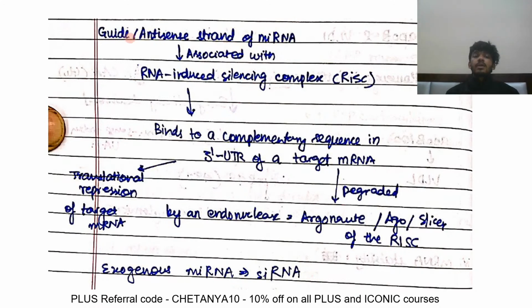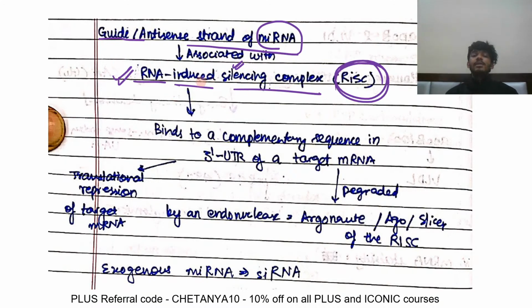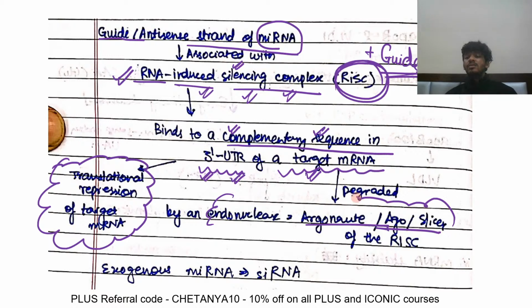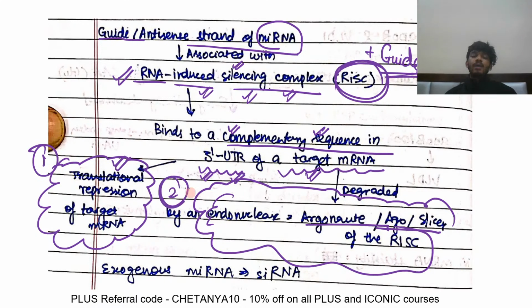Once it becomes microRNA, there is a guide or the antisense strand of microRNA. It gets associated with the RISC protein. RISC is RNA induced silencing complex. They will get associated with the guide strand or the antisense strand of microRNA. They will bind to a complementary sequence in the 3' untranslated region of a target mRNA. That will lead to translational repression of the target mRNA, and it can get degraded by an endonuclease, for example, the Argonaute or the AGO slicer of the RISC. So there are two different fates. One fate is translational repression, second fate is degradation by an endonuclease.